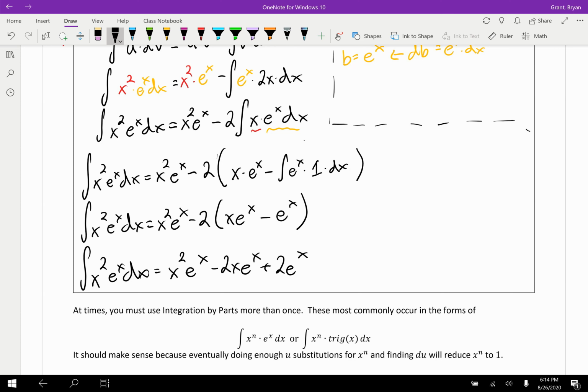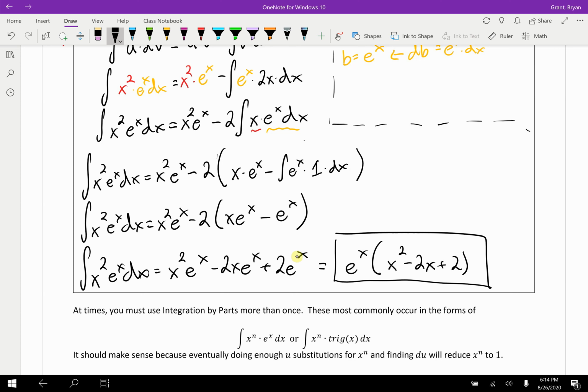You could, of course, factor out an e to the x out of all of this if you wanted. That'd leave you with x squared minus 2x plus 2. Maybe that looks a little nicer than what we started with. And we are, of course, done. You could have also stopped here. So this is a double integration by parts.